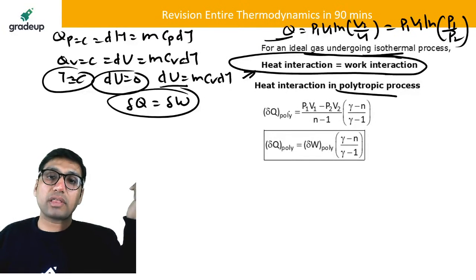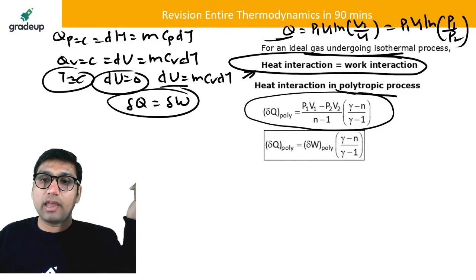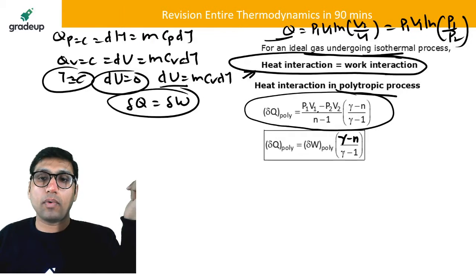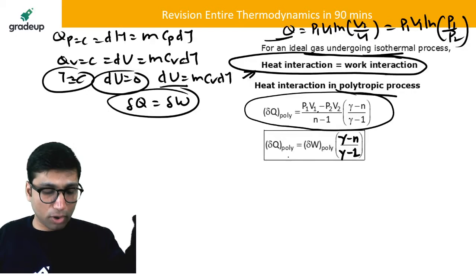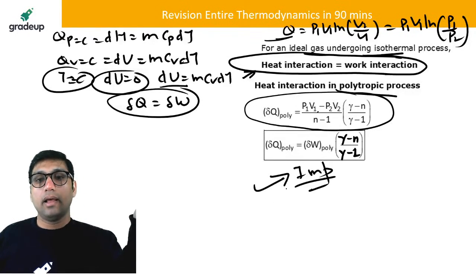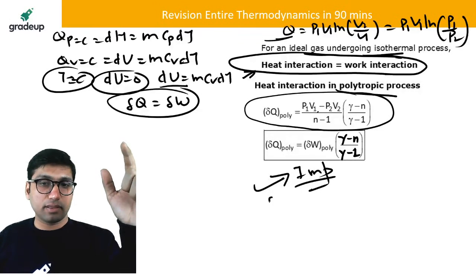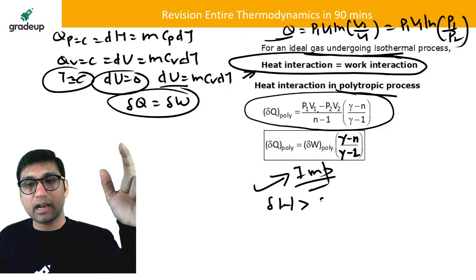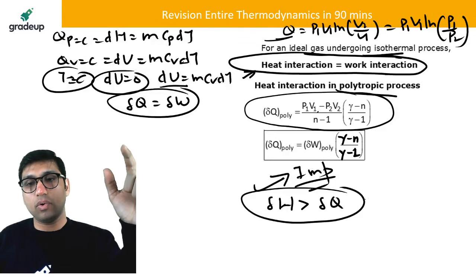In polytropic process, the heat transfer is different. Why? In polytropic process, the heat transfer is equal to polytropic work into (gamma minus n) over (gamma minus 1). This is the formula for heat transfer in polytropic process. So it is a very important formula. And in polytropic process, the work transfer becomes greater than the heat transfer. It is only an exception.